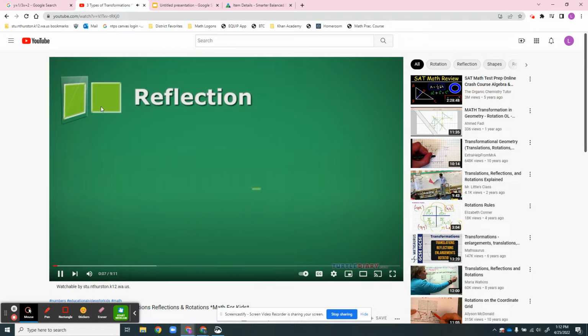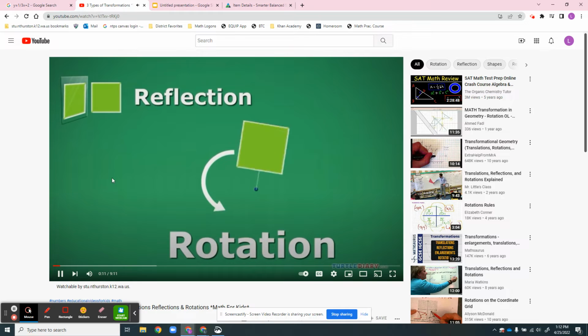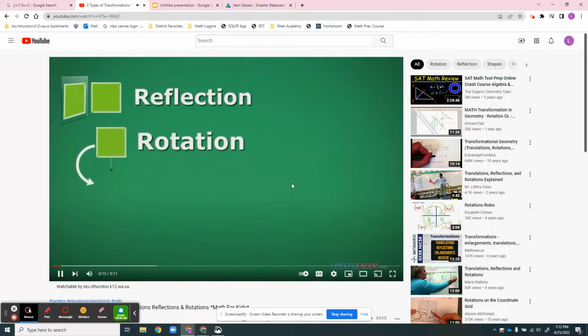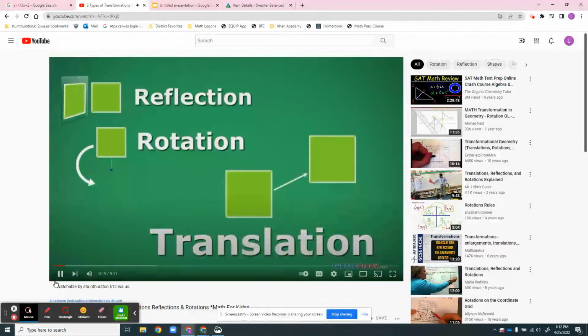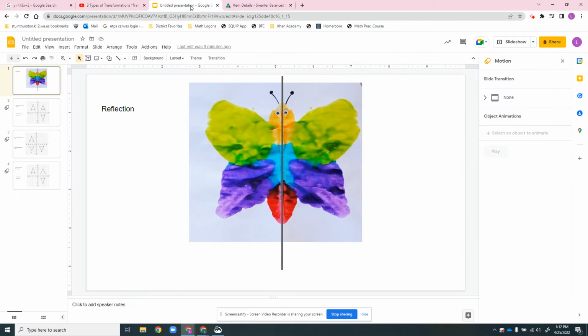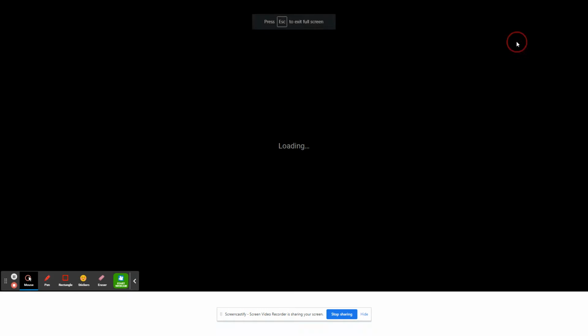So reflection is like a mirror. Rotation is turning. Okay, and the translation, it has that SL in there. Translation, a lot of times kids remember it as slide. That SL is slide. So let's take a peek at how this could work.